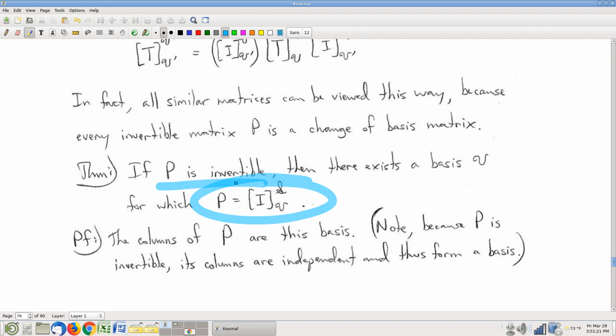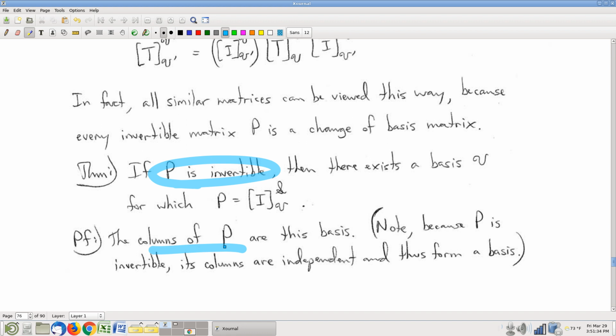I'm going to leave the details for you guys to check through on your own. Please, I think this is a nice exercise, so I hope you'll do it. Here's how you do it. That invertible matrix has columns. Those columns, I claim, are a basis. Chapter 2 fact. That basis is V. You can compute this change of basis matrix, and if you compute that change of basis matrix, you will find that indeed you do get P. So whatever invertible matrix you give me, that's how you can view it as a change of basis matrix.